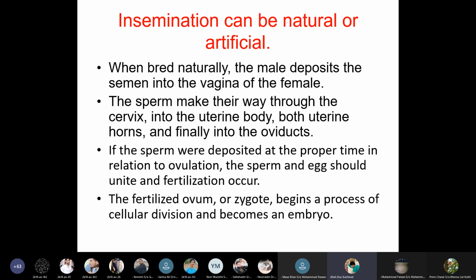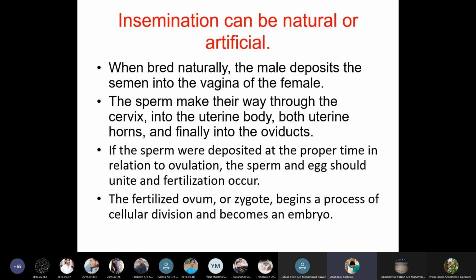The sperm and the ovaries in the animals has to be performed by natural breeding. When bred naturally, the male deposits the semen into the vagina of the female, and the sperm make their way through the cervix into the uterine body, both the uterine horns, and finally into the oviducts. If the sperm were deposited at the proper time in relation to ovulation, the sperm and the egg should unite and fertilization occurs. The fertilized ovum or zygote begins a process of cellular division and becomes an embryo.